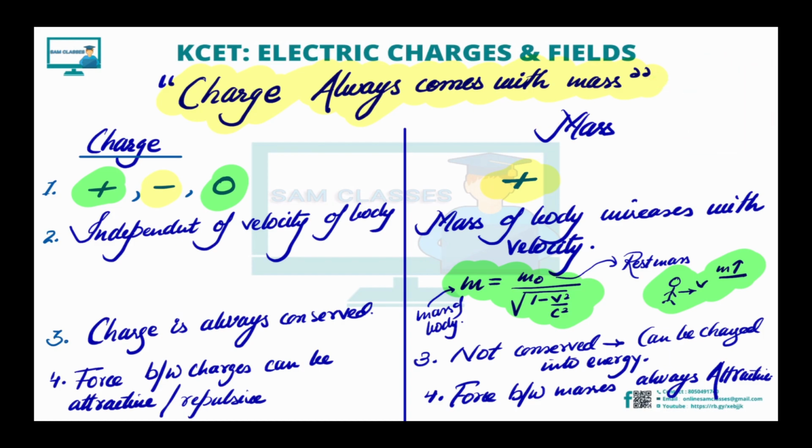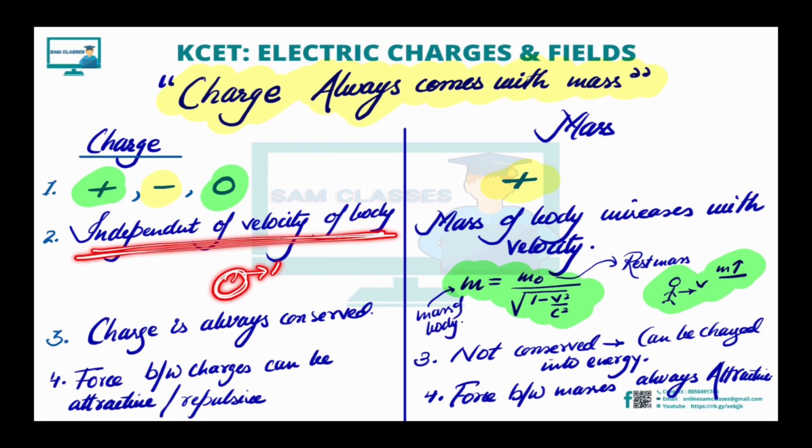Now, let's see the difference between charge and mass. So charge, a very simple difference we can see. It can be positive, we already know, negative, and it can be zero. If the positive and negative charges are the same, they will add up and come to zero, neutral. Now mass is always positive. Have you heard of a negative mass? Never.